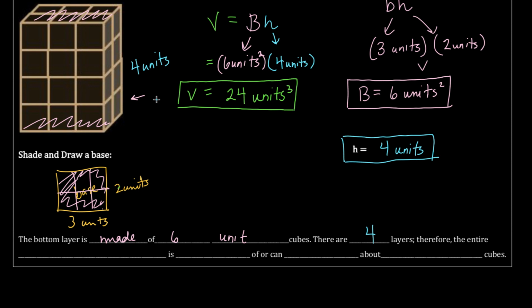And therefore, the entire rectangular prism is made of, or can hold, about 24, right? So there's 6 here, 6 here, 6 here, 6 here, 24. I'll say 24 unit cubes. All right, next page.